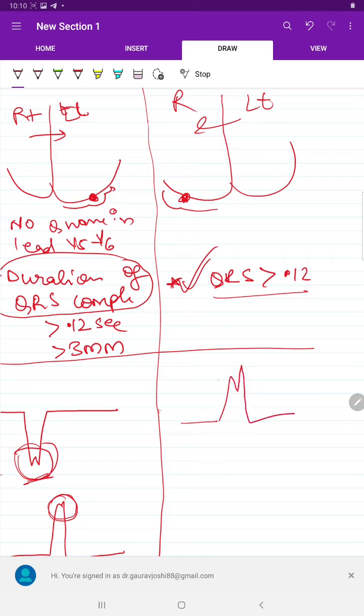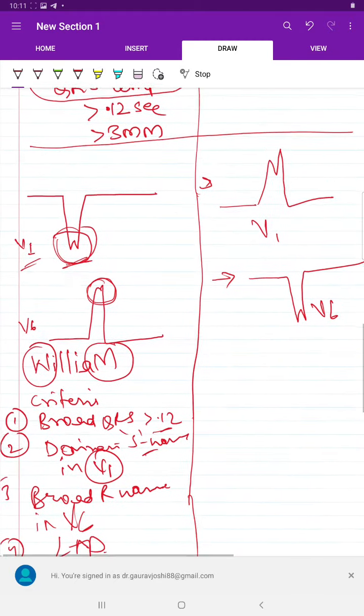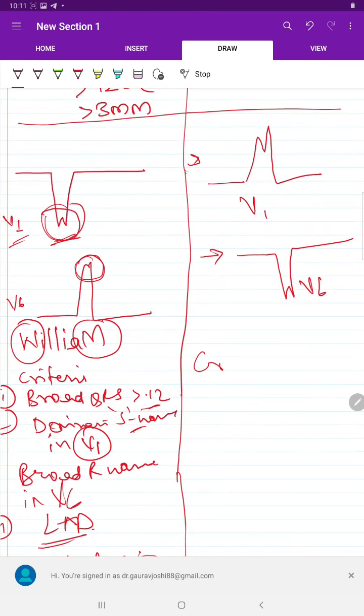rabbit ear RSR pattern in lead V1, and in V6 also we find this kind of pattern. In lead V1 and lead V6 we find this pattern. So every condition has criteria. We have discussed the criteria of this.